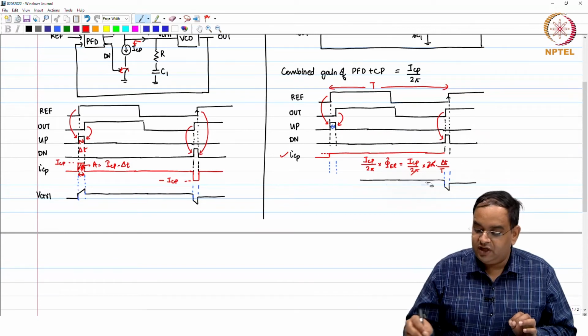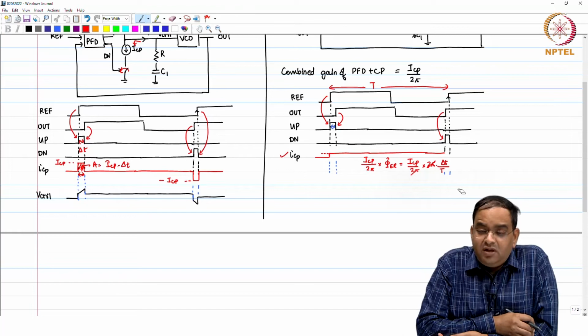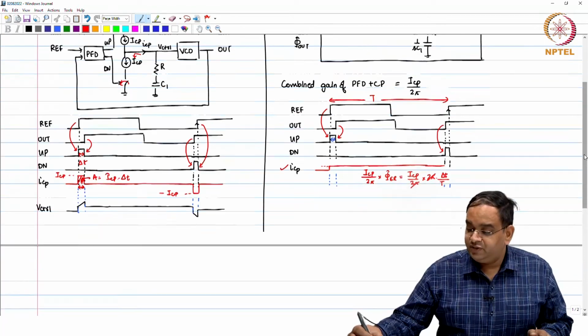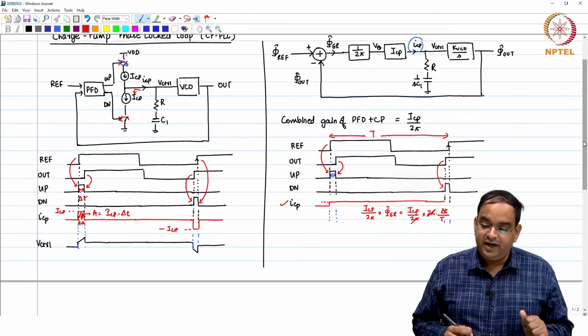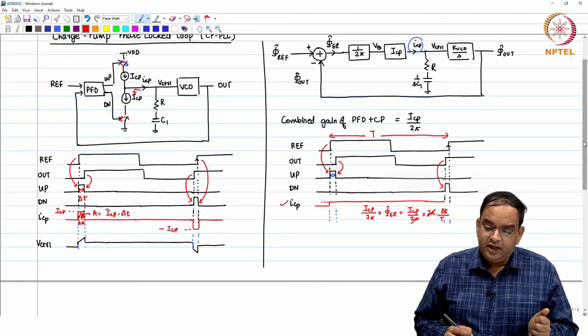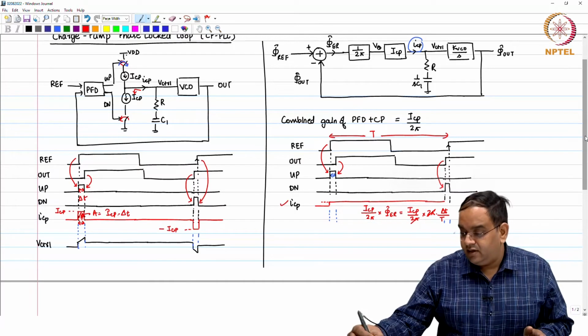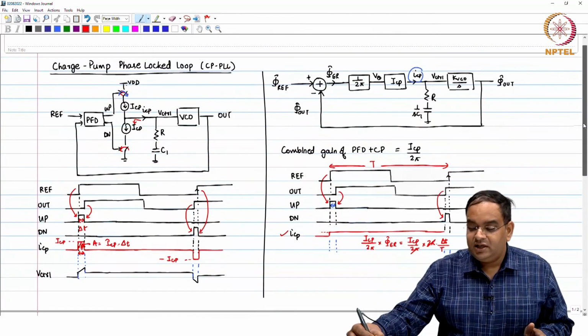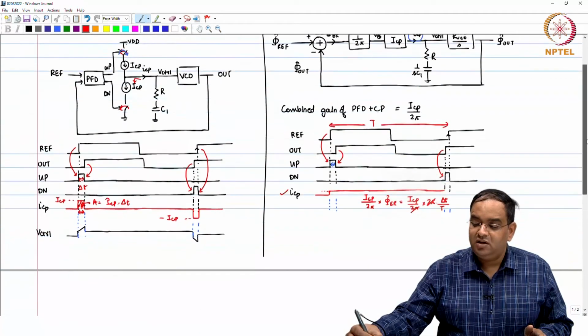Let me just remove V control from here, because now with respect to this ICP, V control will change. So, with respect to this small signal model, the thing which we need to understand is whether this model is stable or not, and what are the gains from different nodes to the output.